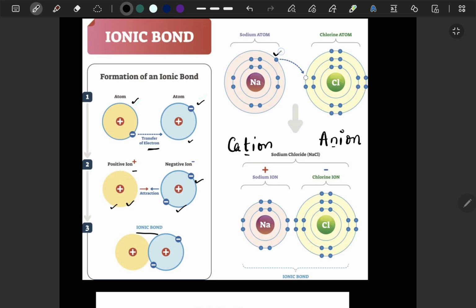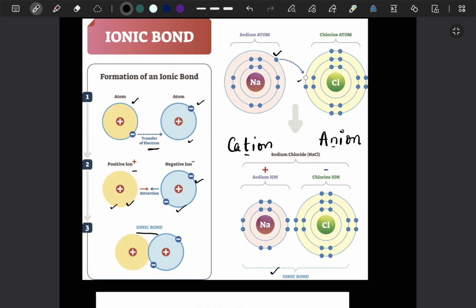Sodium has 1 valence electron in its valence shell, and chlorine has 7, and it needs 1 to complete its octet. Chlorine is highly electronegative, so it will completely strip off the valence electron, it will snatch the valence electron from sodium, resulting in a positively charged sodium ion and a negatively charged chloride ion, both positive and negative attracting each other, and what is formed? An ionic bond between these two ions. Clear? So this is the formation of an ionic bond.